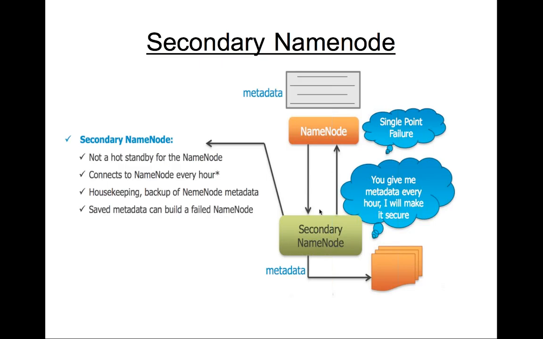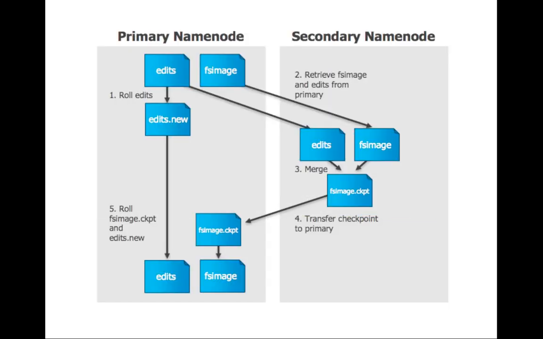So what does it mean? The secondary name node will connect to the primary name node at a defined interval. By default the interval is 1 hour, but it is a configurable parameter. It will fetch the edits and fs image from the name node, pull them to itself and do a checkpointing, meaning it will merge the edits and fs image and push the result back to the primary name node. So how does this process happen?